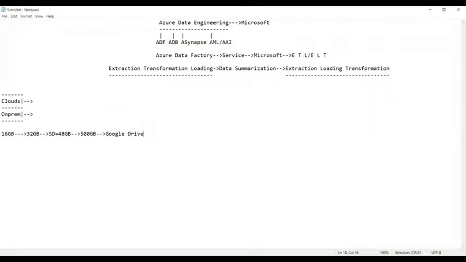In Google Drive, the default memory provided by Google is 15 GB. Whenever you want 500 GB of data stored on your Google Drive, we have to buy the drive. So I'll pay something and buy it, and now I can store up to 500 GB of memory.